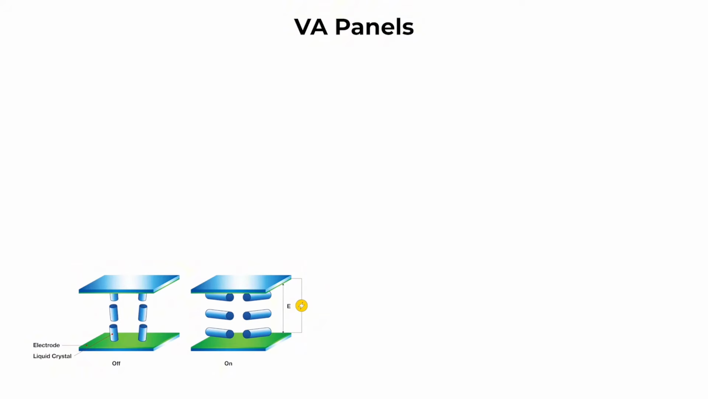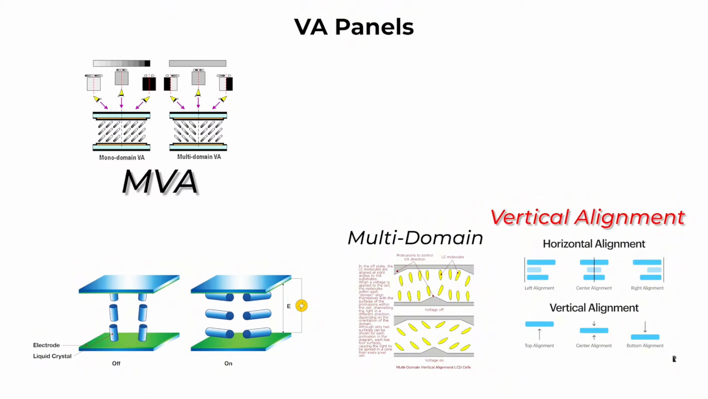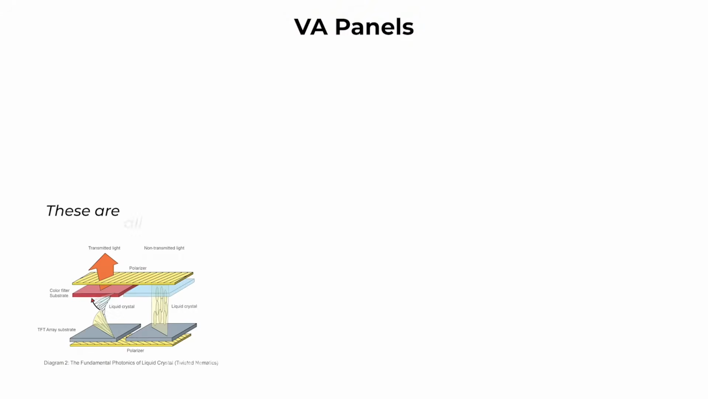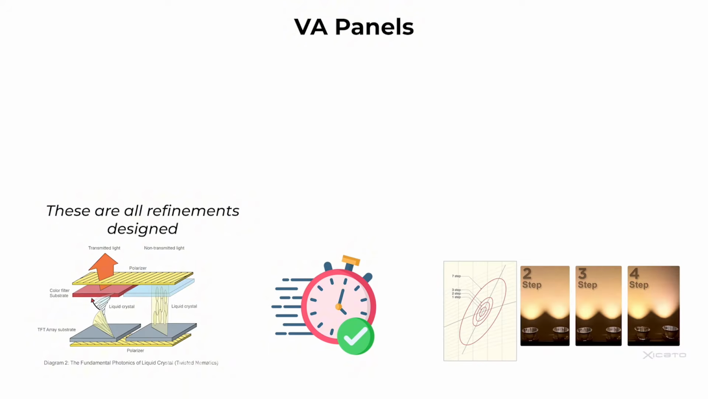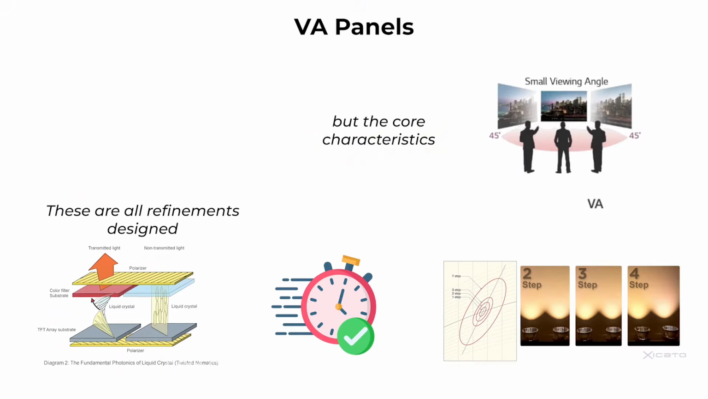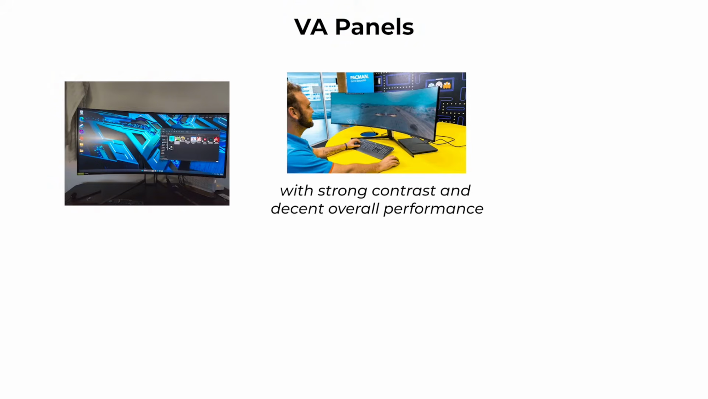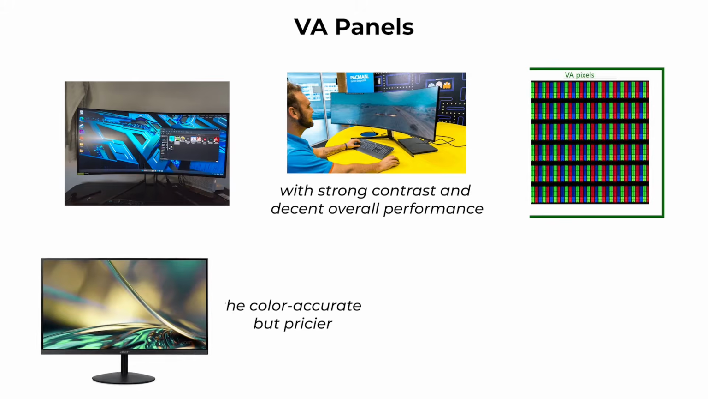There are several variants of VA technology, including multi-domain vertical alignment, or MVA, advanced MVA, and Super VA. These are all refinements designed to improve response time, color consistency, or viewing angle, but the core characteristics remain the same. VA panels balance affordability with strong contrast and decent overall performance, making them a middle ground between the fast but color-poor TN and the color-accurate but pricier IPS.